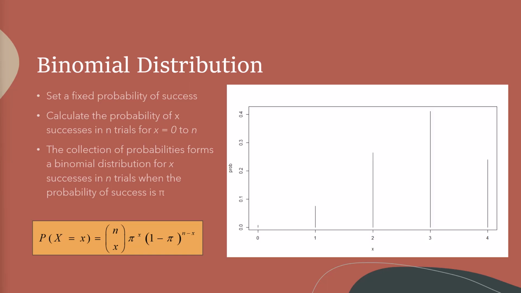So here is the binomial distribution for the example that I just showed you. What I have done is use this binomial formula to calculate the probability that we would have 0 successes out of 4 trials, and you can see a little small bar indicating that it's a small probability. The probability that we would have 1 success out of 4 trials, a little bit higher. The probability of 2 successes out of 4 trials, higher still.